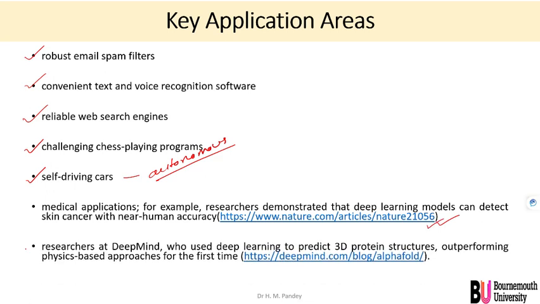Researchers at DeepMind are implementing deep learning techniques. These days deep learning is very popular for predicting 3D protein structure, which is one of the challenging tasks in the healthcare sector. So these are some application areas which I have highlighted. When you start working and implementing machine learning algorithms, you will come across other applications where you will see the role of machine learning techniques.